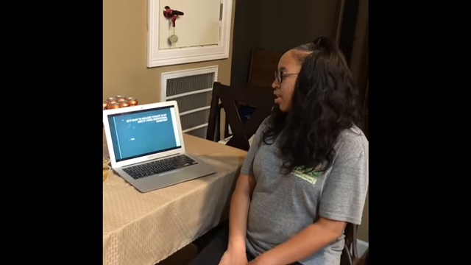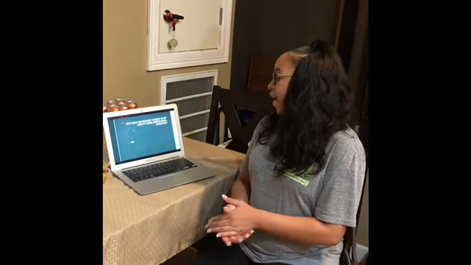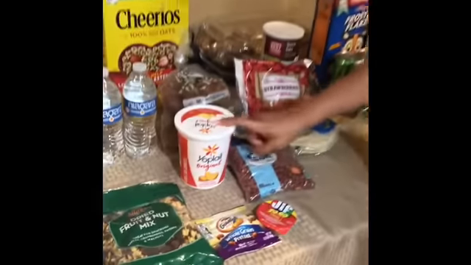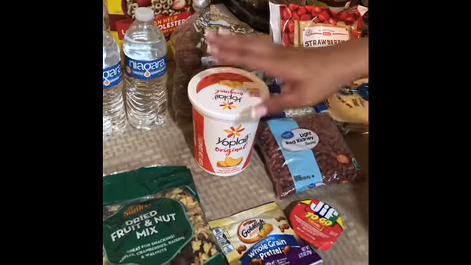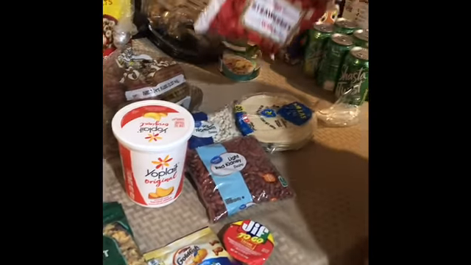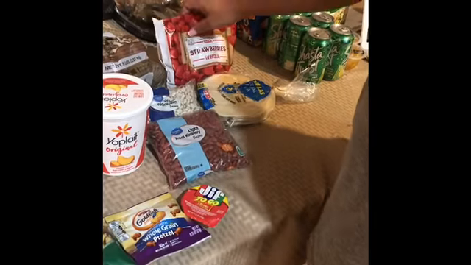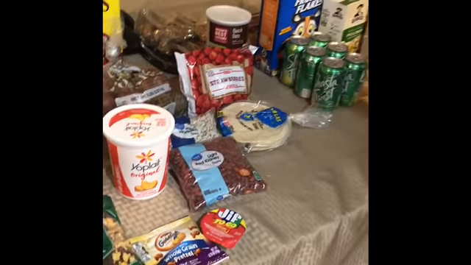Is it okay to include yogurt in my diet if I have gestational diabetes? Yes, but again, get plain yogurt instead of the flavored yogurt and just add a fresh or frozen fruit on top to maintain the healthy diet that you need if you have gestational diabetes.